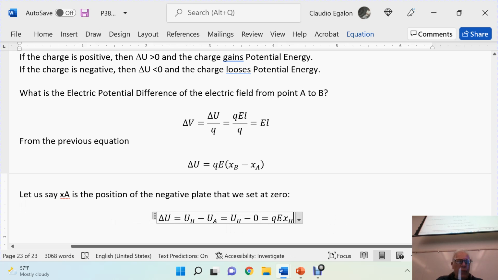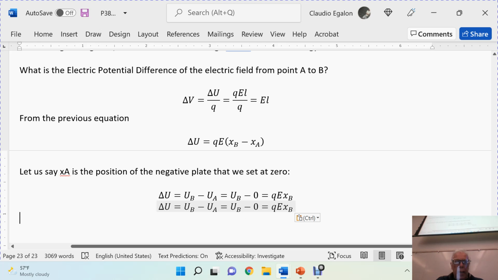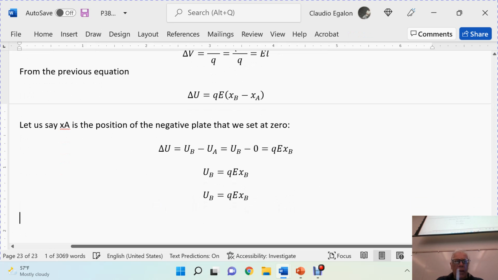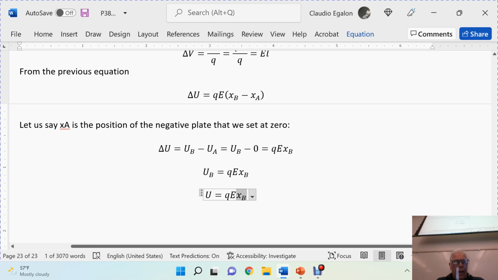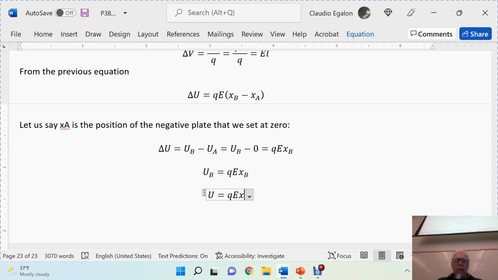And now we have this equation, UB equal to QEXB, okay? Simplify the notation by dropping the subscript. But don't forget, we are taking the reference with respect to the negative plate. That's how the electric potential energy looks like.